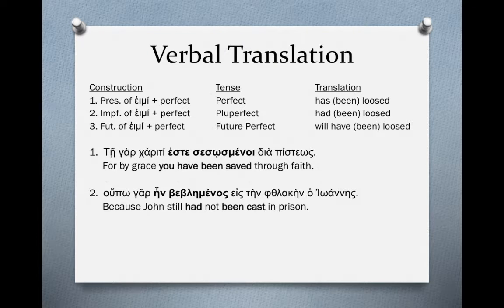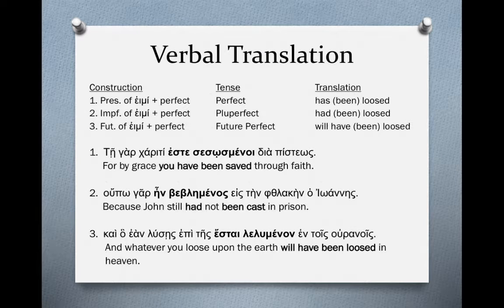And here's an example of the pluperfect. Because John still, and then we've got en beblemenos, that's from ballo, which means I cast. Because John still had not been cast in prison. Again, it's a reference to the past. And it's pluperfect.